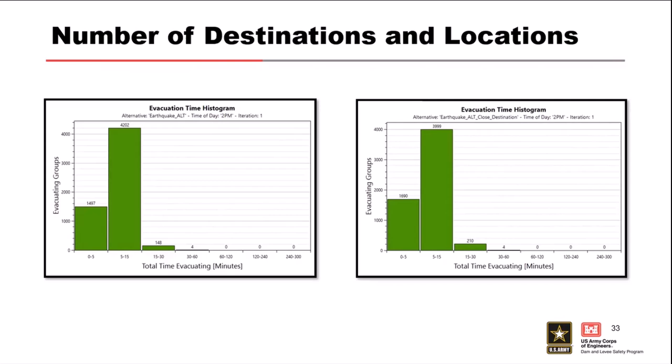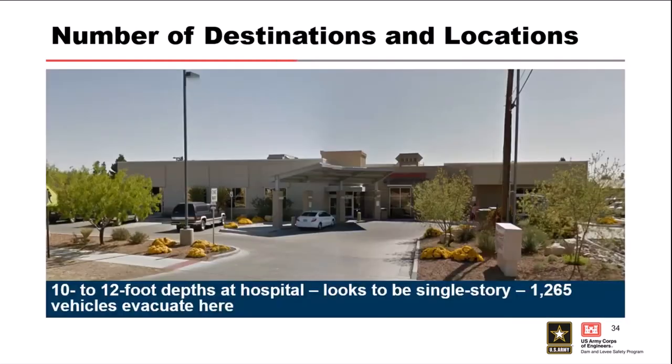These are also really useful evacuation time histograms to give you a sense of how long it's taking people to get out to reach a destination. And you see when we added that internal one, the close destination, it's about the same, but people are generally getting out a little quicker. That's because they can get to that internal destination faster.